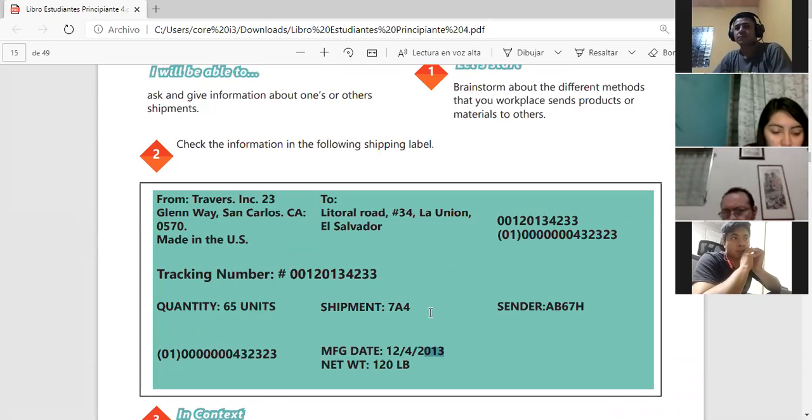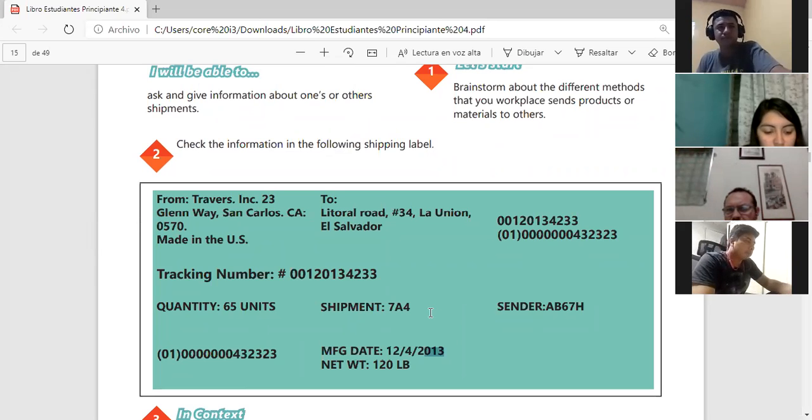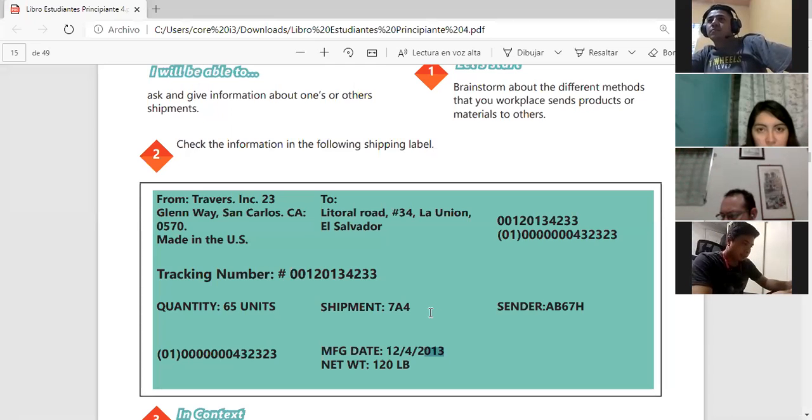Can has two uses. The first one we said for ability, the second one for possibility, the next one for information, and the last one for permission. And may has only two uses. May is for permission, and may is for possibility. Can is for ability, permission, possibility, and information, and may only for permission and possibility.